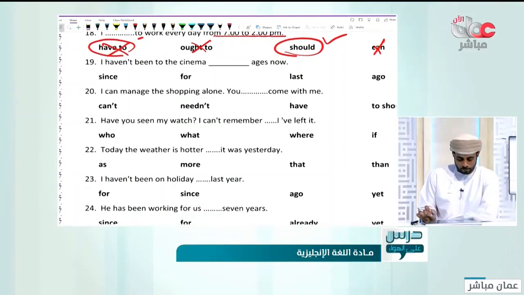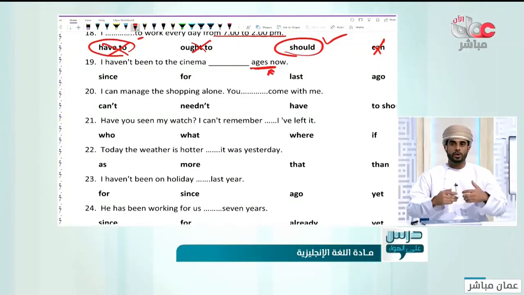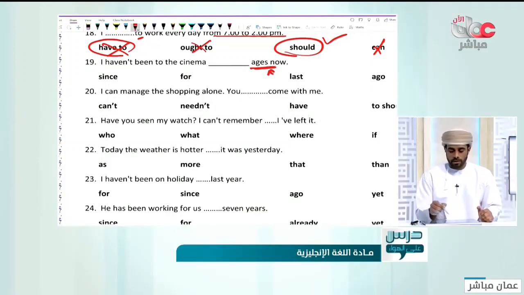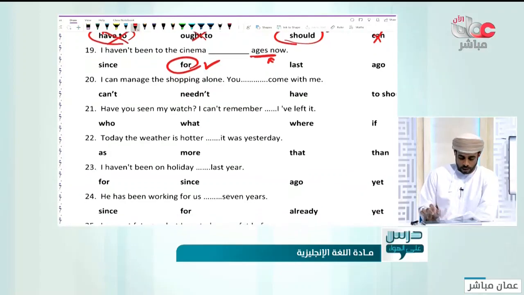19. I haven't been to the cinema ages. This is one of the most important words here: ages. Is it a period of time or a point of time? Ages means centuries, years, really. It is a period of time. So is it since ages, for ages, last ages, ago ages? No, it is for ages. I haven't gone to the cinema for ages.